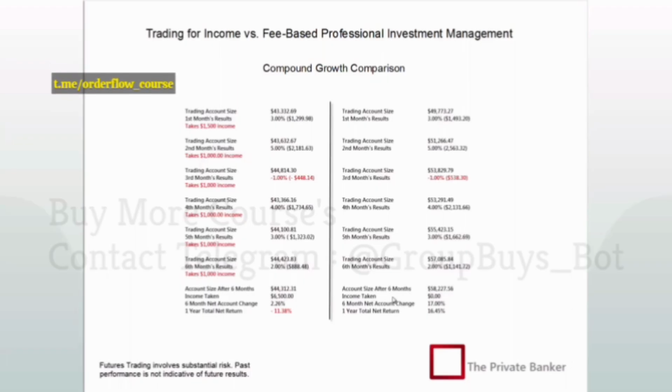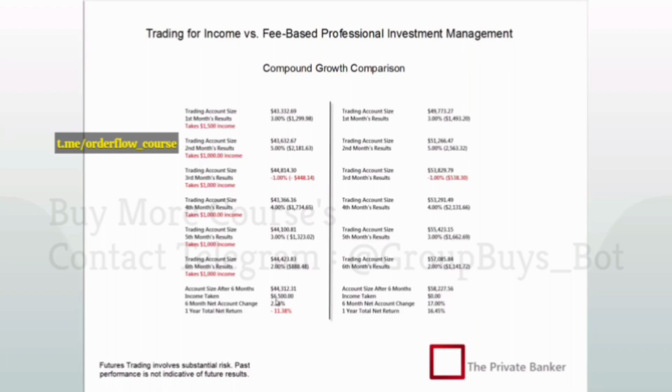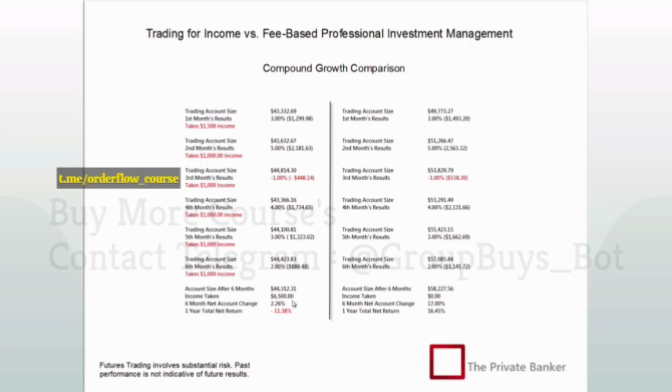Income taken for these 6 months was $6,500. So again, this is a typo. Actually, no, I've included that there, so maybe it isn't. I apologize for the math not being precise there, but essentially you get my point.